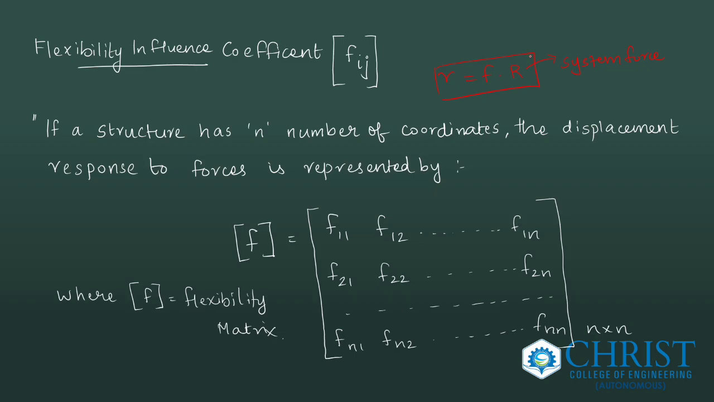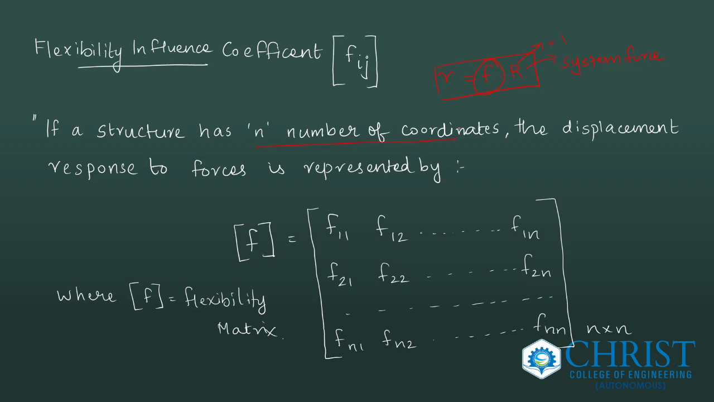If I apply a unit force, the corresponding displacement I obtain is called as flexibility. So flexibility is nothing but a displacement. That's what we learned. So now our definition is what is flexibility influence coefficient. Consider we are writing this in a matrix form. In the matrix form, there are n number of coordinates.